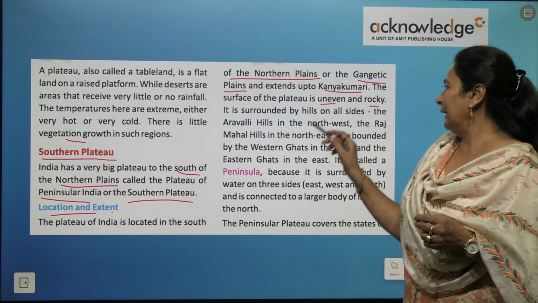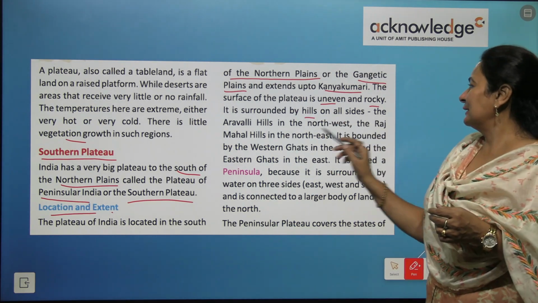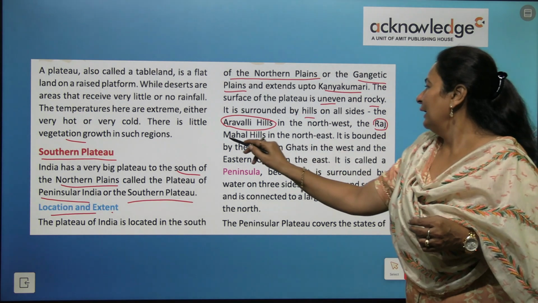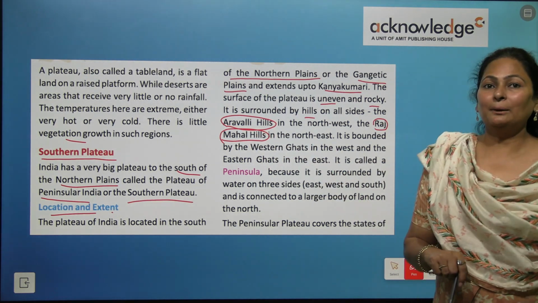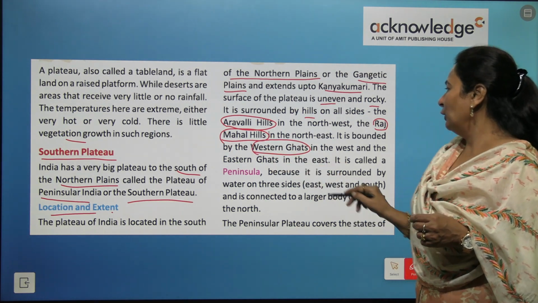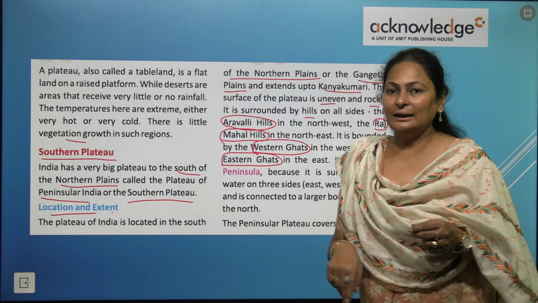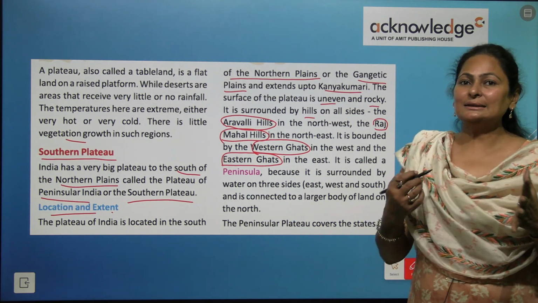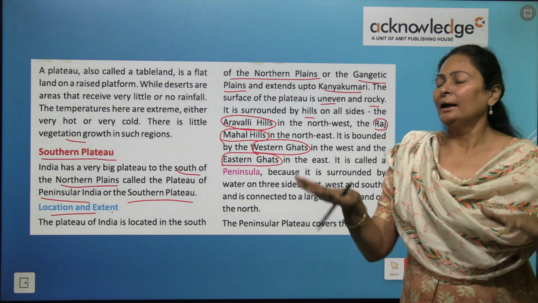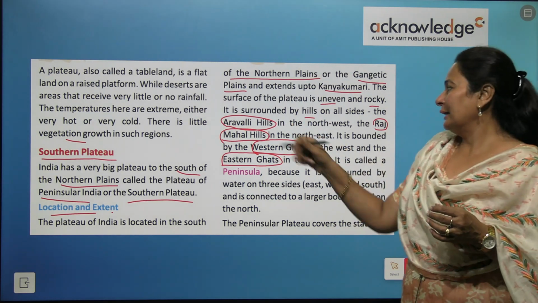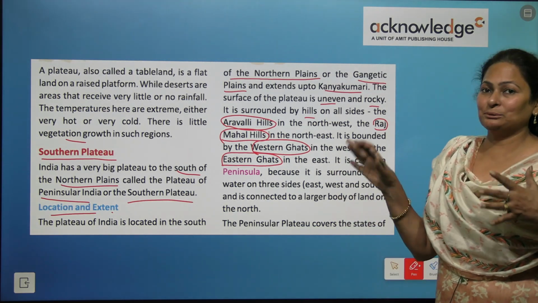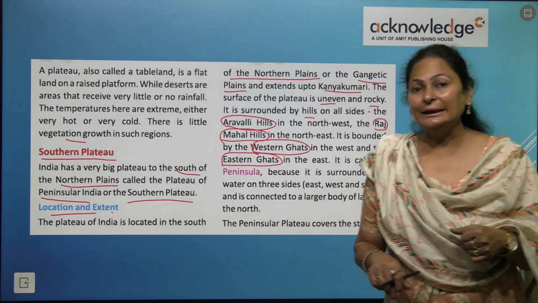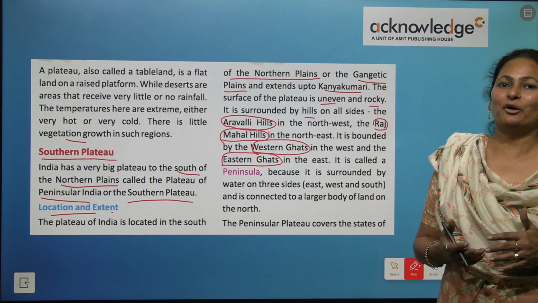It is surrounded by hills on all sides, like the Aravali Hills in the northwest and the Rajmahal Hills in the northeast. It is bounded by the Western Ghats in the west and the Eastern Ghats in the east. So the peninsular plateau, or southern plateau, is surrounded by hills from all sides: Aravali Hills in the northwest, Rajmahal Hills in the northeast, Western Ghats in the west, and the Eastern Ghats in the east of this region.